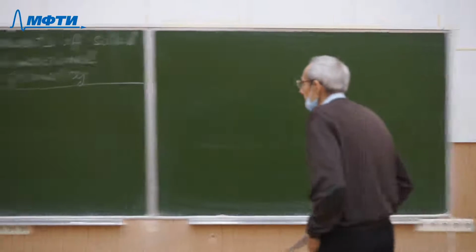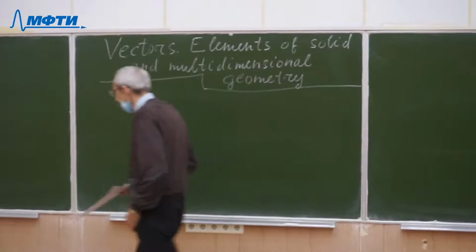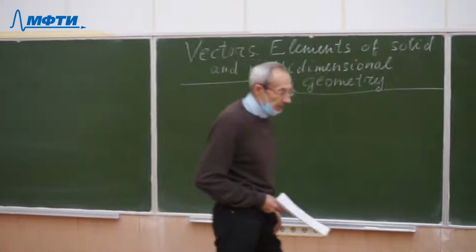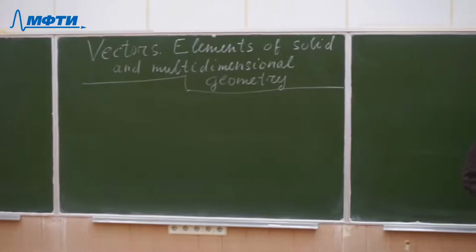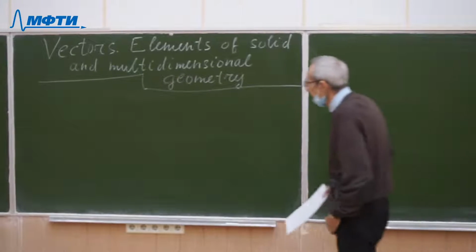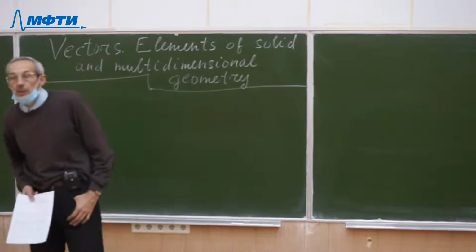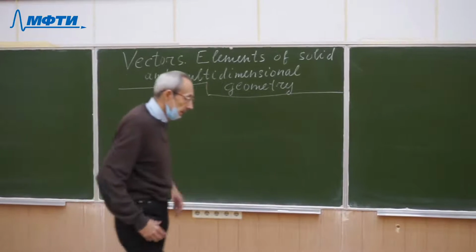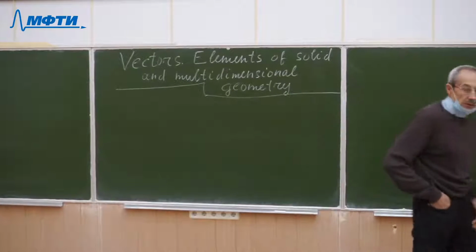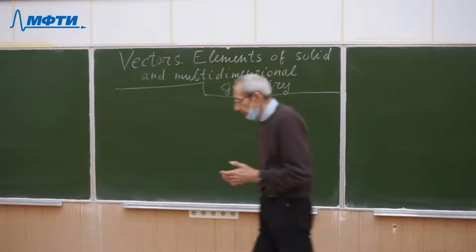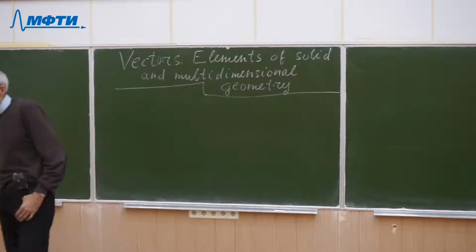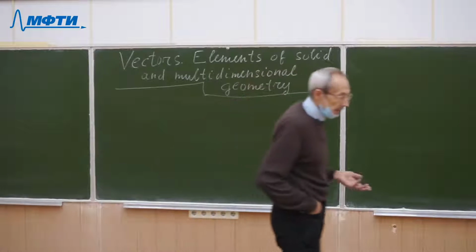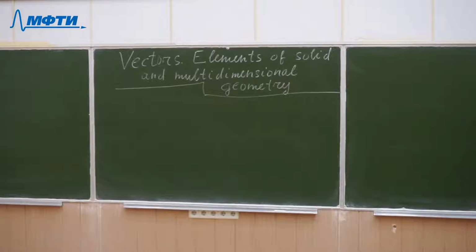Today we start to study the elements of vector theory, and we begin to work with solid and multidimensional geometry. In the first three lectures, we considered plane geometry, based on the axiomatic method due to Euclid.